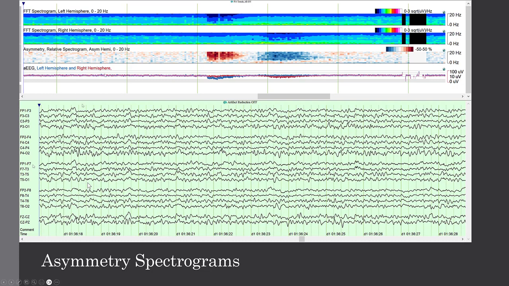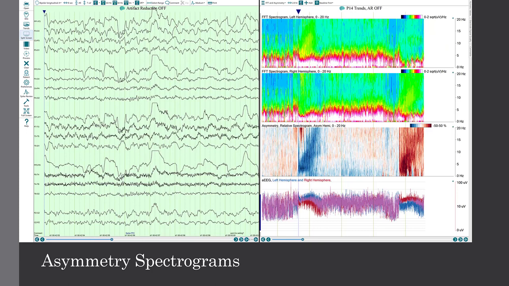And since monitors are larger left to right than they are up and down in most cases, we're going to lay it out like this. Here we've got the EEG on the left, and we have the ability to space everything out vertically so the channels aren't overly compressed, and we can spread the trends out a little bit more too. So this is a standard layout that you'll see in Persyst.